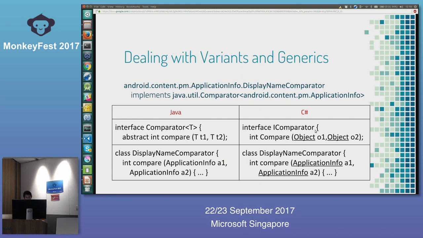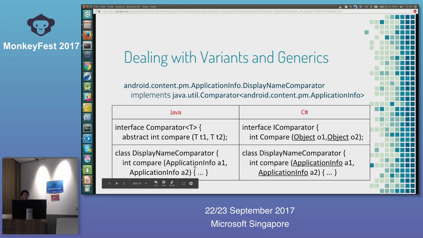So we cannot really bind those generic arguments. And that results in that we basically generate everything as java.lang.Object. That's how we generate these interface arguments. Everything is Object, not T.